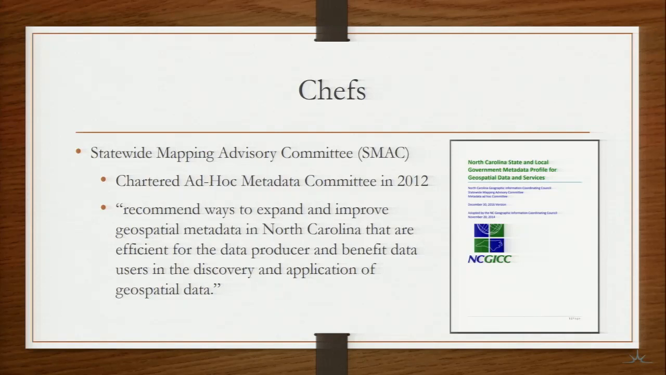So just as a little bit of history, a bit of background here, back in 2012, the Statewide Mapping Advisory Committee, or SMAC, chartered an ad hoc metadata committee whose role is to recommend ways to expand and improve geospatial metadata in North Carolina that are efficient for the data producer and benefit data users in the discovery and application of geospatial data. So one of the main deliverables of that ad hoc committee to date has been the North Carolina State and Local Government Metadata Profile for Geospatial Data and Services. Throughout the rest of this presentation, I'll just be referring to that as the profile, just so I don't have to say that long thing every time.